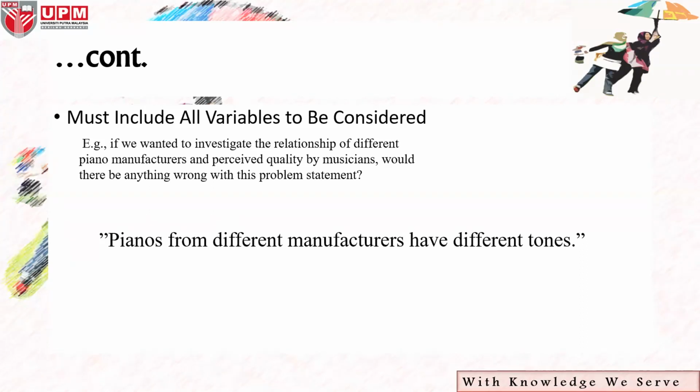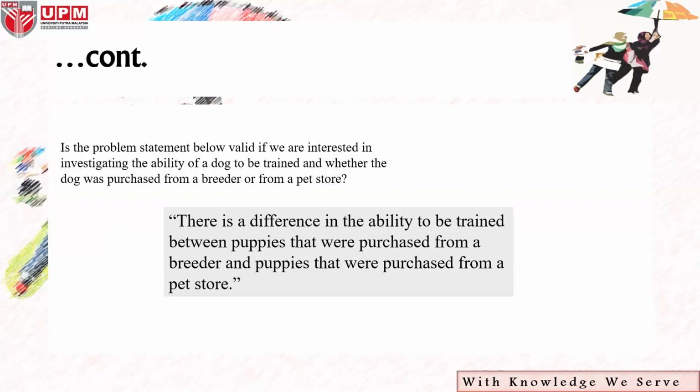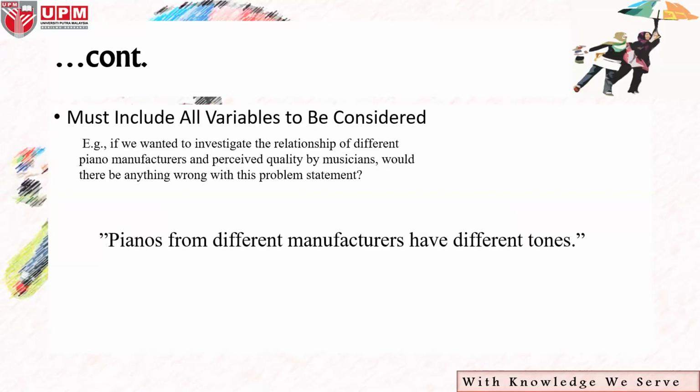Kita tengok ni. Pianos from different manufacturers have different tones. Ada isu tak? Dengan this statement, ada tak? Is this considered to be a clear and concise statement of problem? Okay. Next one. Ni nanti you all evaluate sendiri lah, no?